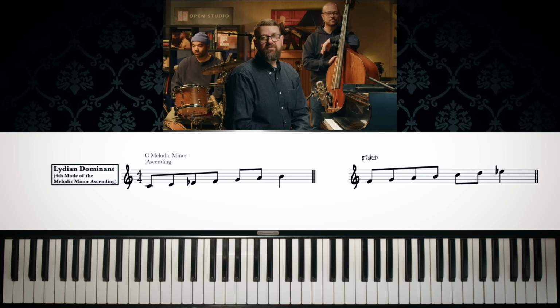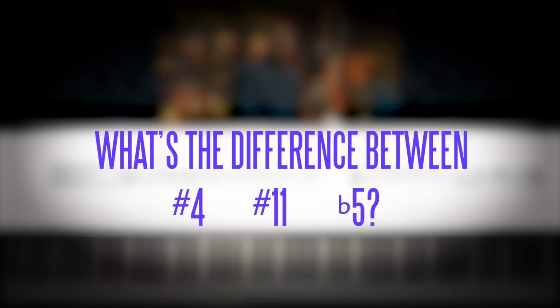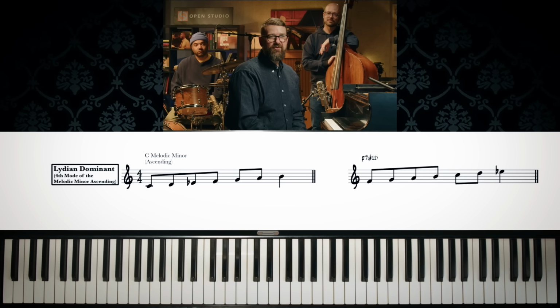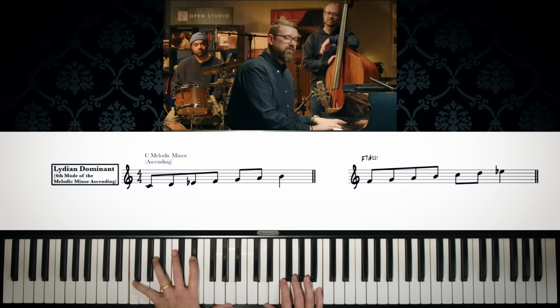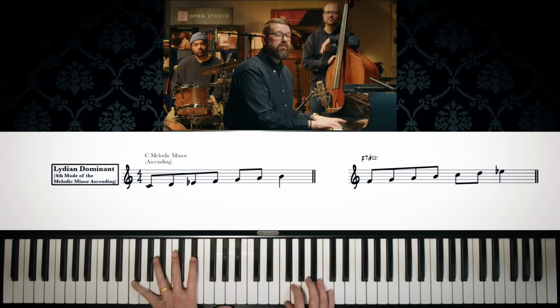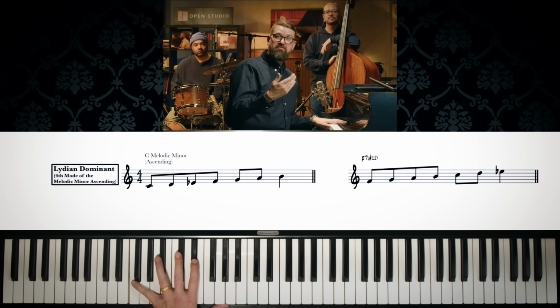We'll talk about sharp 4, sharp 11, and flat 5 in just a second. It's all very confusing, but I think I got a handle on it now. Most commonly, you'll see this referred to as a sharp 11 sound. So if you got like F7 sharp 11, what they really mean is that F Lydian dominant. That F, it's like a Mixolydian, but with that sharp 4, that B natural.